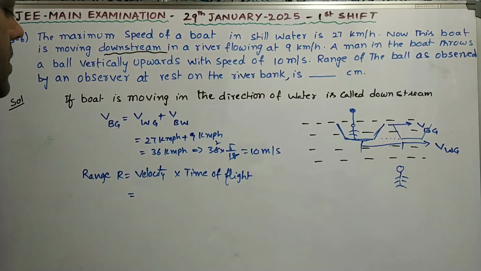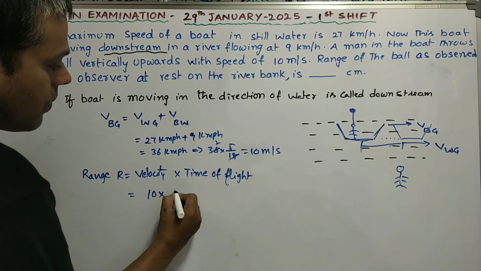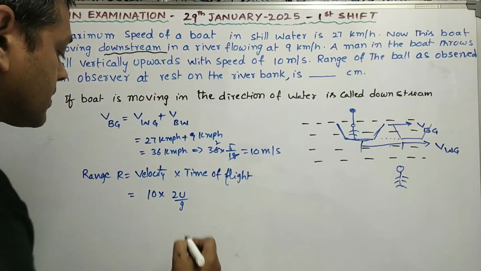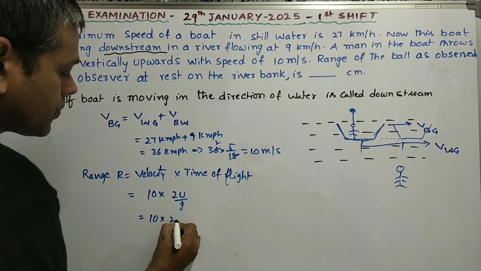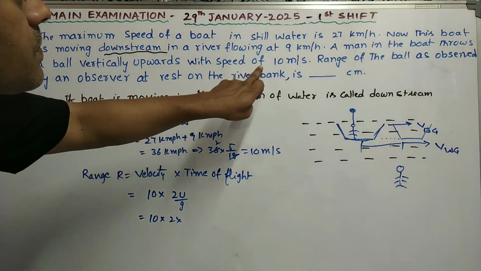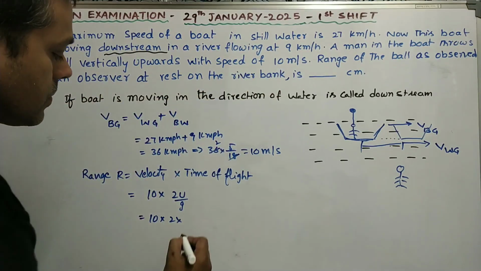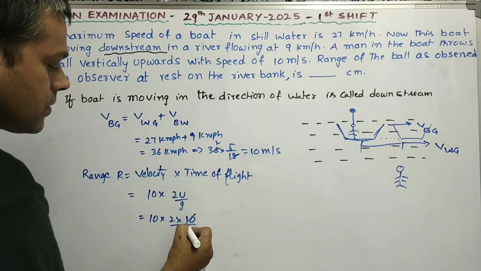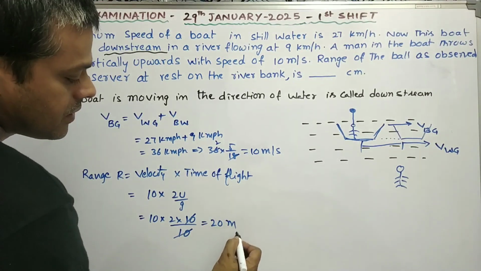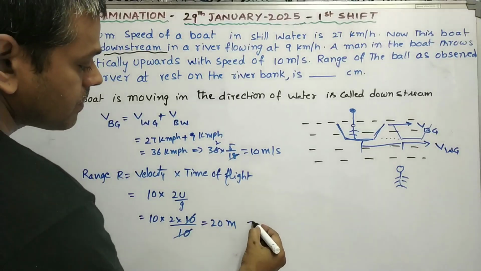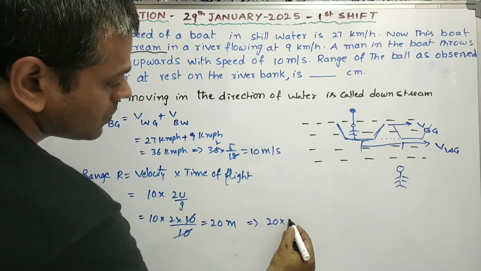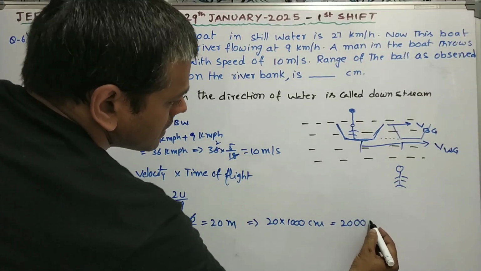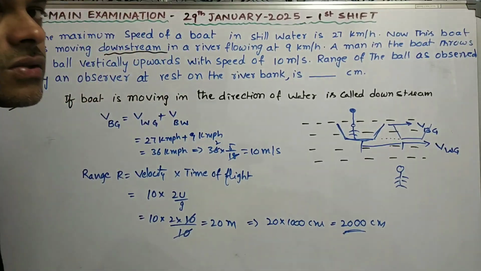What is the velocity with which the body is projected up? 10 meter per second, isn't it? So 10 into the time of flight. Formula 2u by g, that means time of ascent plus time of descent. So 10 into 2 into u by g, where u is the speed with which the body is projected vertically up, 10. So 2 into 10 by 10 approximately, that is 2 seconds. So range is 20 meter. But the answer is asked in centimeter, which is equal to 20 into 100, that is 2000 centimeter. So this is the answer for this question.